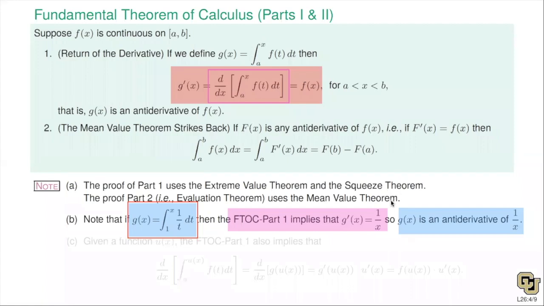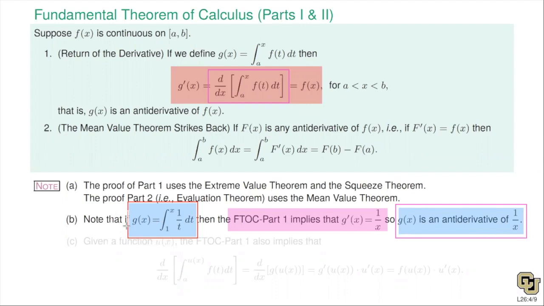One thing we never figured out was what's the antiderivative of 1 over x. And so this is one reason why the fundamental theorem of calculus is so important. It allows us to finally answer the question, what's the antiderivative of 1 over x? And this function here, integral 1 to x, 1 over t dt, we build this function, and this function is defined as the antiderivative of 1 over x.